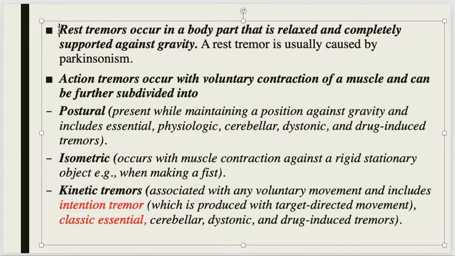So resting tremors, which occur at rest; action tremors, which occur when there is voluntary contraction of the muscle, and can be subdivided into posture, present while maintaining a position against gravity, and includes essential tremors, when they are initiating movements; physiological, when you are doing something; cerebellar, dystonic, and drug induced. Or it could be isometric, occurs with muscle contraction against a rigid stationary object, like when making a fist, okay. So that is isometric. And kinetic tremors, associated with any voluntary movement, that includes intention tremor or classic essential.